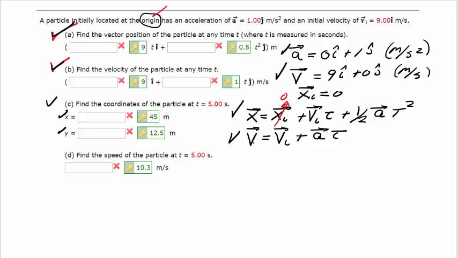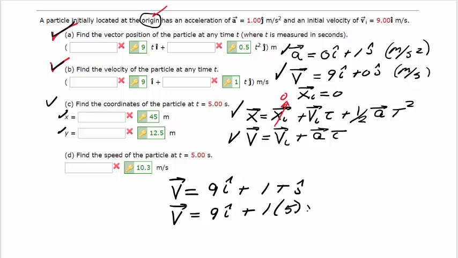Right, to find the speed, we'll be using this velocity equation here. We will find it in both coordinates. So let's write what the vector part would be. Let's do the velocity first. We already have the velocity, so let's just do 9 i hat plus 1 times t j hat, and we're going to do it at 5 seconds. So my velocity equation is equal to 9 i hat plus 1 times 5 j hat.